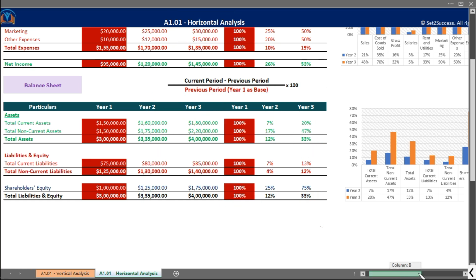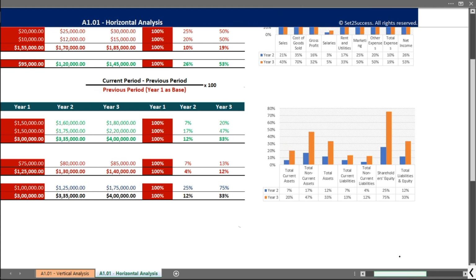So now you can see the graph as well. What happened to the total current assets, what happened to the total non-current assets, total current liabilities, total non-current liabilities, shareholders equity, total liabilities and equity.